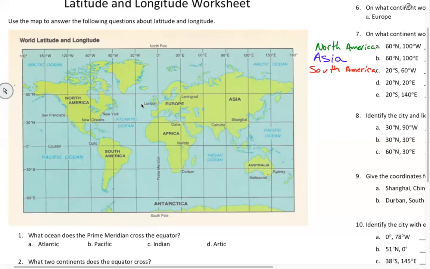Neat. 20 degrees north and 20 degrees east. What continent? It's kind of like Africa. It is Africa. There you go, Dave.